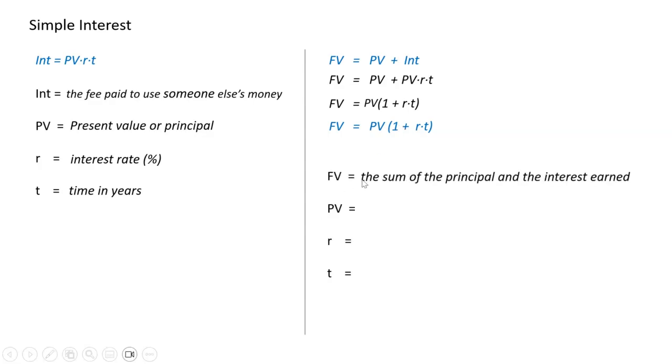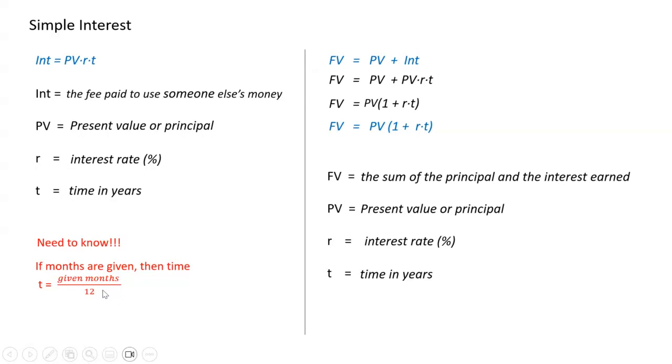Okay, and the FV stands for the sum of the principal and interest earned, or the future value. The PV is the present value or principal, the R is the interest rate, and the T is in years. Okay, this is what you need to know. If months are given, then the time will be months over 12, because everything has to be in years. And the interest rate must be in decimal. So say they give you 5%, right? You're going to drop the symbol and move the decimal place 2 places to the left. Or another way you can do it is divide 5 by 100, and it's going to give you 0.05. Okay, let's do some examples.